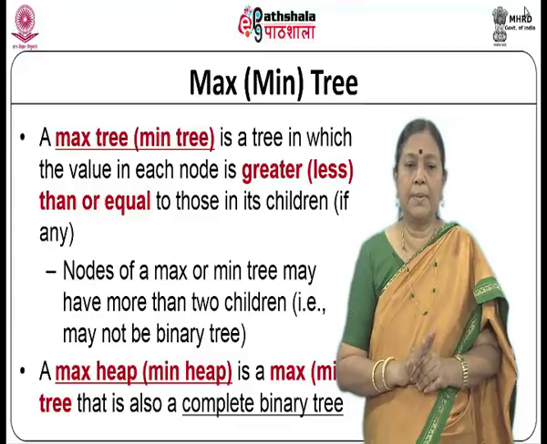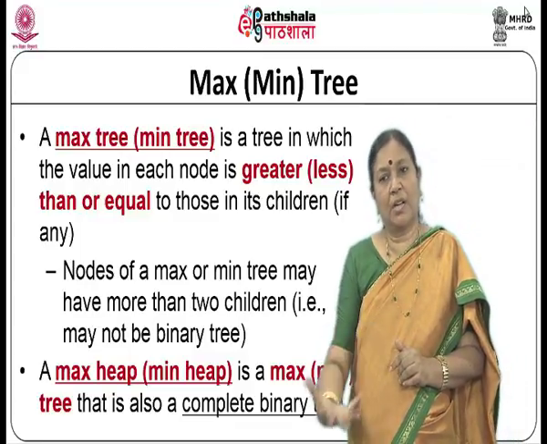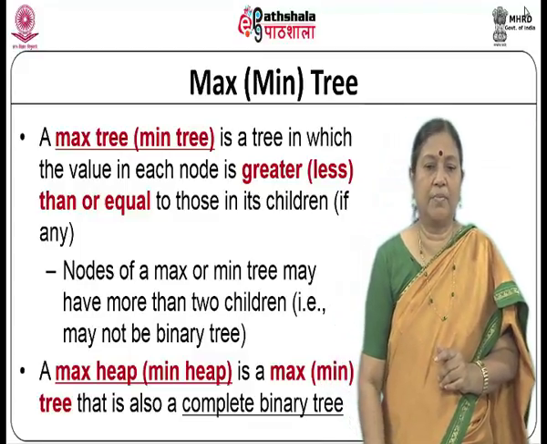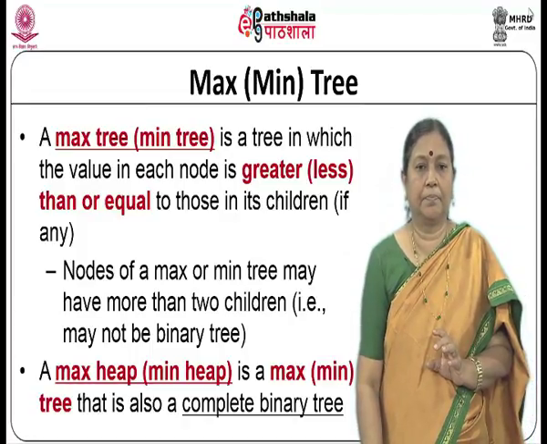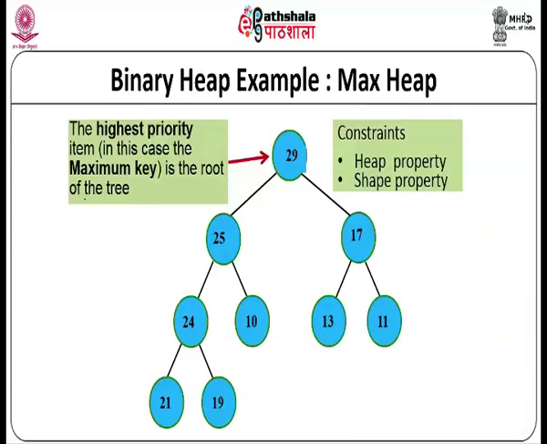A max heap is a max tree that is also a complete binary tree. We will go to the discussion of complete binary tree later. Now, let us take the example here. The highest priority item, in this case the maximum key, we are taking an example of maximum, is the root of the tree, and you can see that it satisfies the constraints. I am not explaining, we have seen the same diagram before. So, this is the heap property as well as the shape property. It is satisfying both.